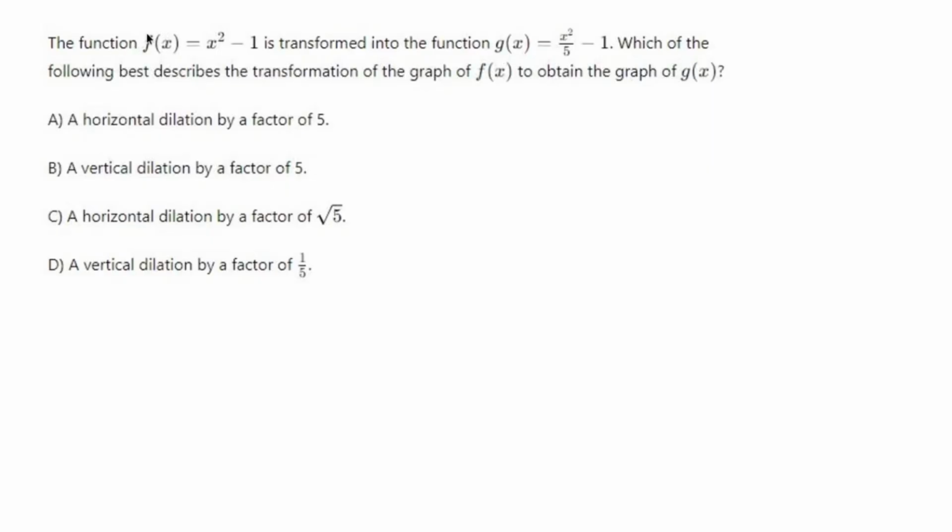The function f of x equals x squared minus 1 is transformed into the function g of x equals x squared divided by 5 minus 1. So the only difference between these guys is x squared is being divided by 5. I don't like the way that looks. I don't like dividing it by 5. I like throwing a 1/5 out in front instead. It's the same exact thing.